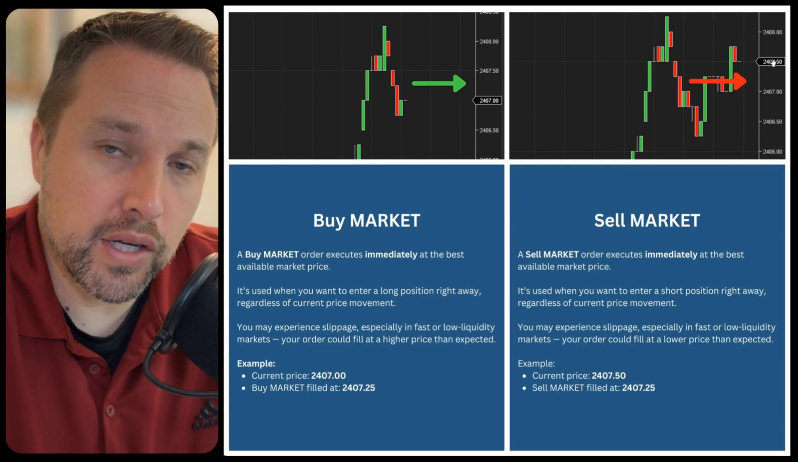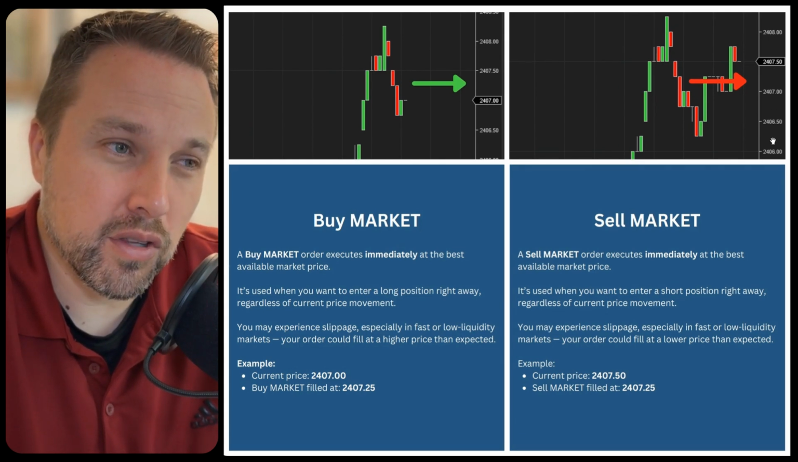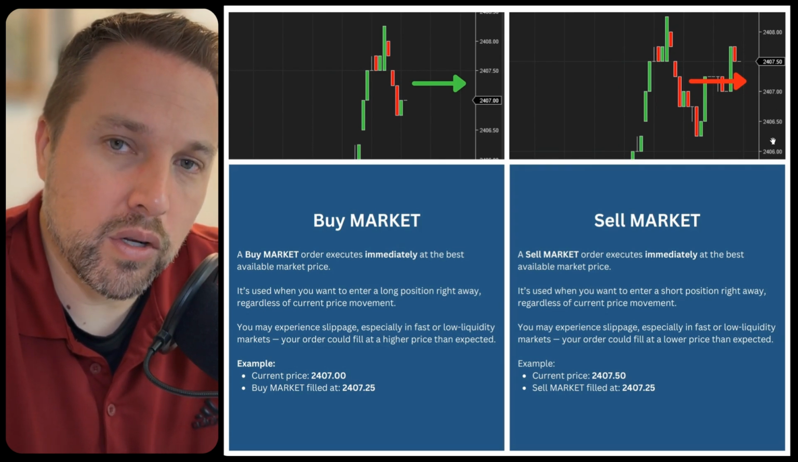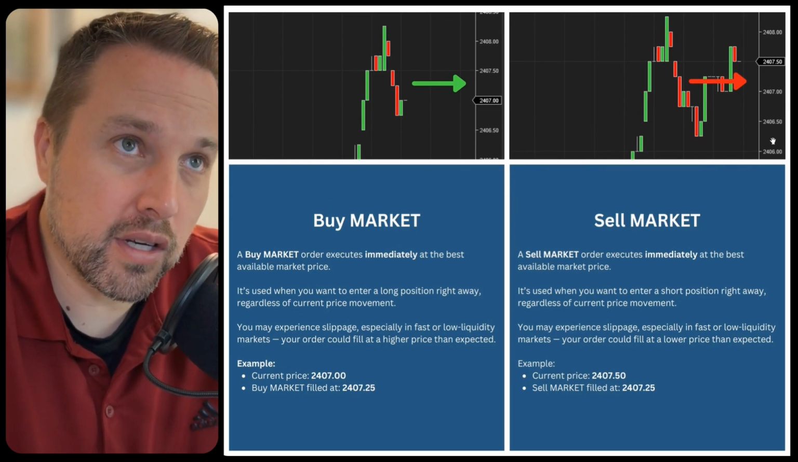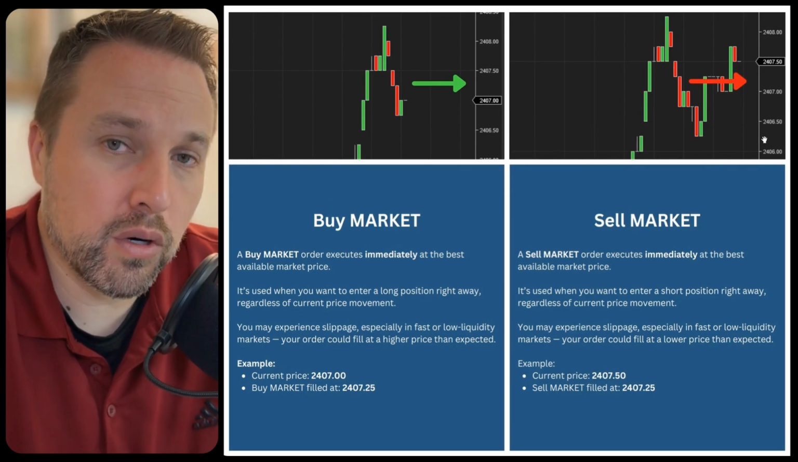Same with this example on the sell. The current price might show here, but my fill might actually be much lower than I expected. So slippage is the main reason we would not want to use a market order, because those slippage ticks can mean the difference between a profitable strategy and actually losing money. So what are our alternatives?